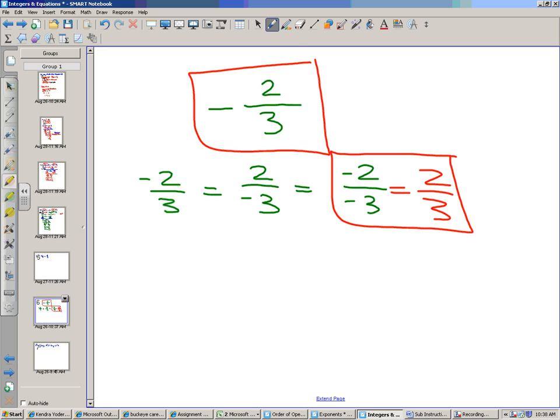So this right here, you cannot put the negative with both. You have to choose the top or the bottom. And sometimes, if it's a number fraction like this, generally speaking, I will go ahead and put it right on top, always.